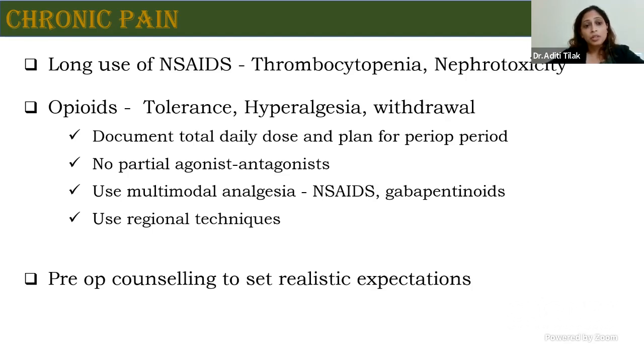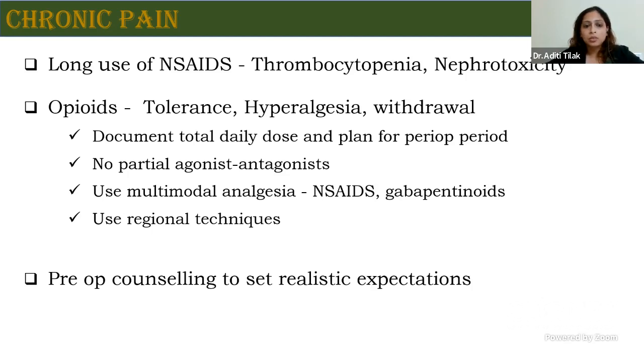If the patient is already taking opioids, then you can expect that this patient is going to be having opioid tolerance, hyperalgesia, and is at risk of withdrawal in the perioperative period. What we can do is document the total daily dose that the patient is taking and then plan accordingly for the perioperative period by supplementing this basal dose with an additional dose to meet the requirements of the immediate post-surgical period. The use of partial agonists and antagonists is strictly forbidden because it can precipitate withdrawal in these patients.